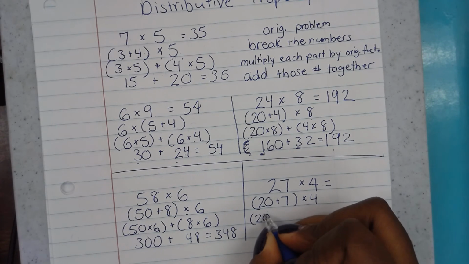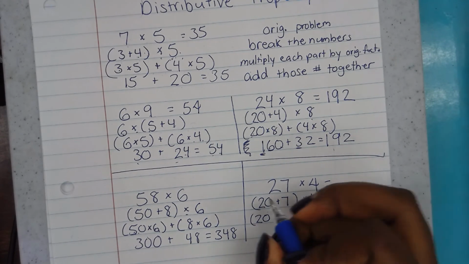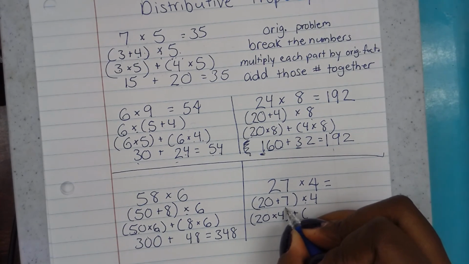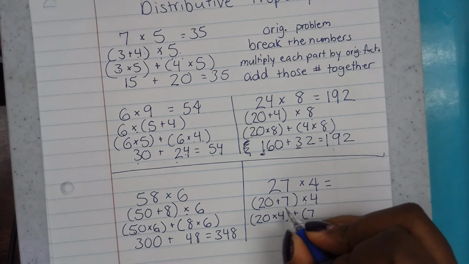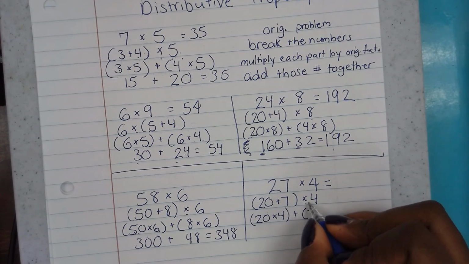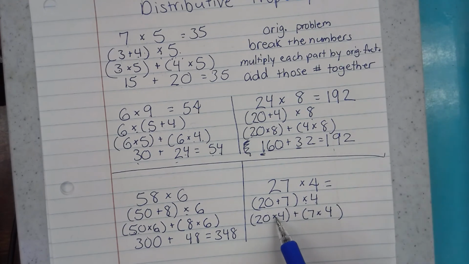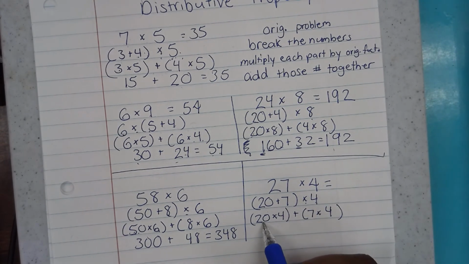In our case it's 20, and it should be multiplied by the number 4. And then you need to add it to your second add-in, which is 7, or whatever add-in you chose there, and you're going to multiply it by 4. Then you're going to multiply out this problem. So whatever you have here, do that problem and you should get the answer.